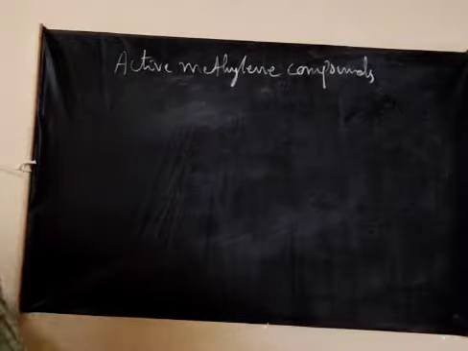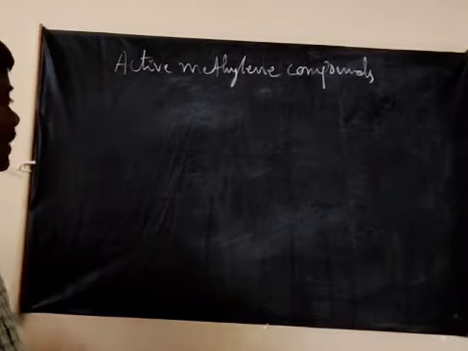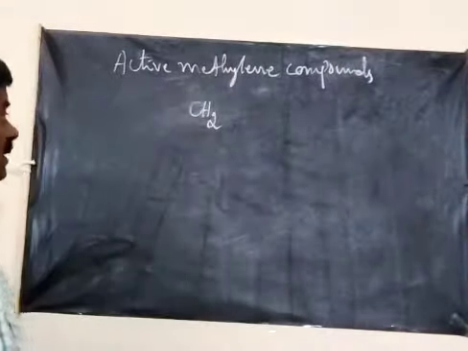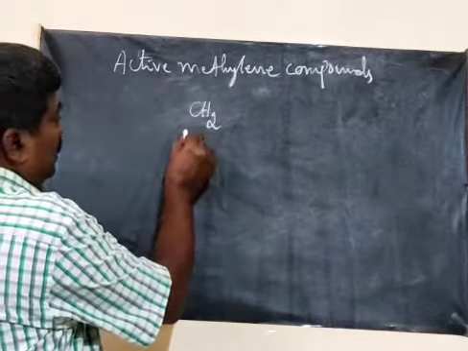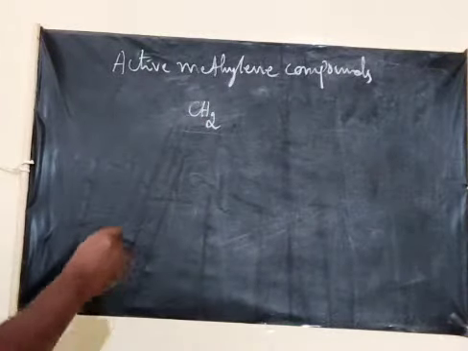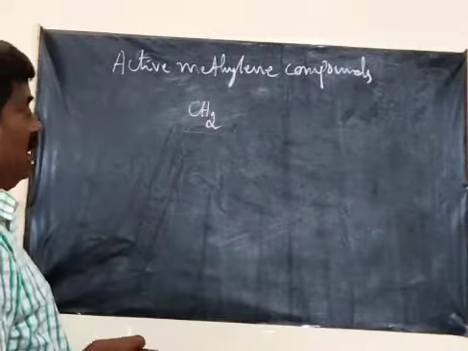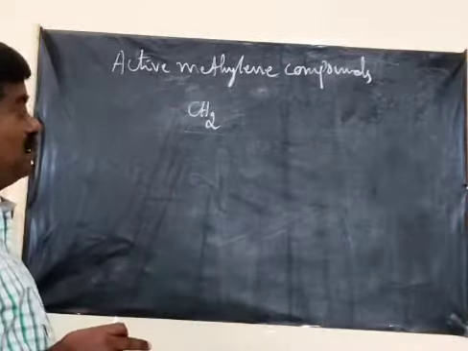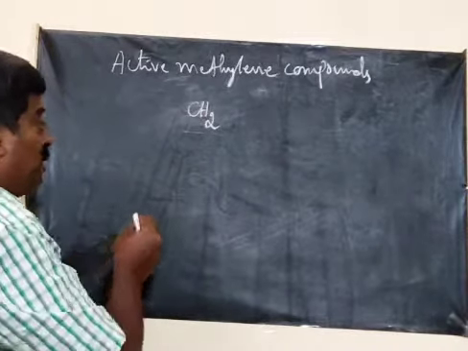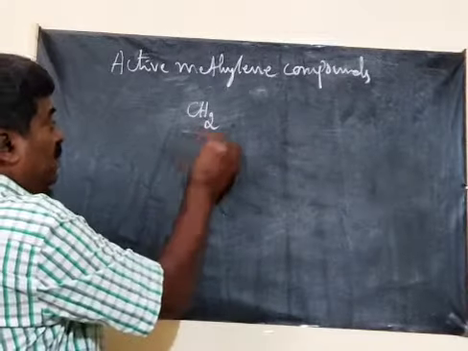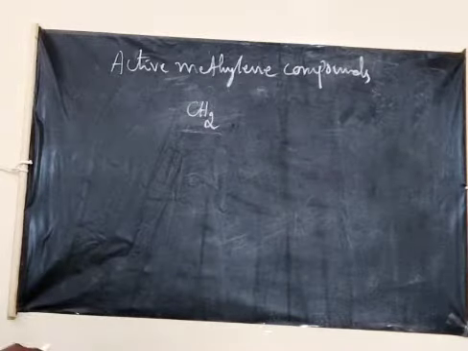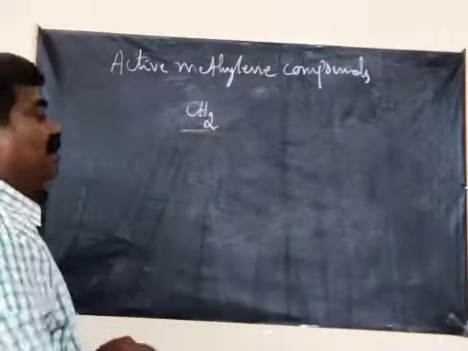I want to discuss the active methylene compounds. The CH2 group is called a methylene group, isn't it? Active methylene means the group in which the hydrogen atoms can be easily replaced by other atoms. This group becomes more active if the CH2 group is linked to more electronegative or electron-withdrawing groups, so the hydrogen atoms of this methylene group can be easily replaced by other atoms or other groups.